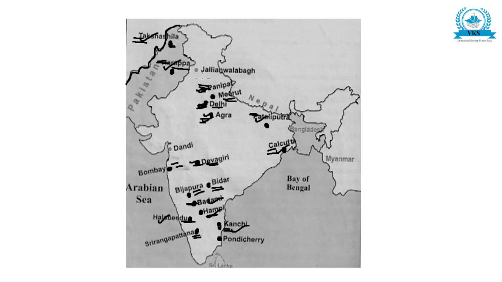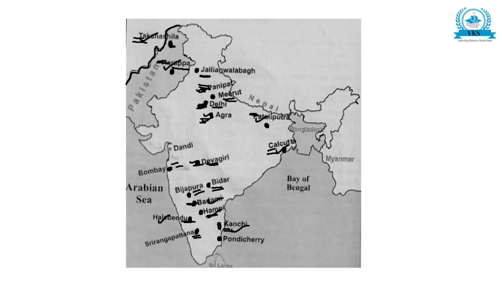So the next place is Jallianwala Bagh. Here, Jallianwala Bagh is in Amritsar in Punjab. So we move here. It is in Amritsar in Punjab. General Dyer massacred unarmed people who were protesting against the Rowlatt Act in 1919. So here in Amritsar in Punjab, Jallianwala Bagh.